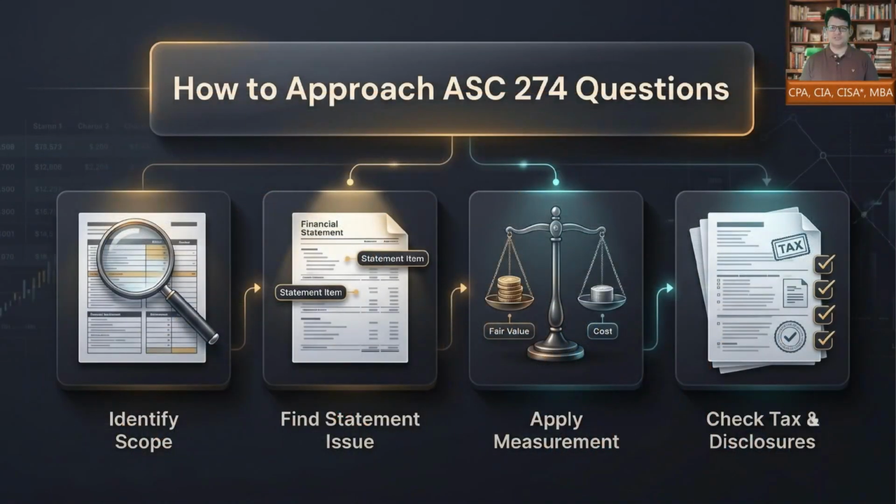Before the questions begin, use this four-step path. First, confirm the scope. Are we dealing with personal financial statements for an individual or related group? Second, identify the statement issue. Is the question asking about the required statement, presentation, or net worth? Third, apply the measurement rule: estimated current value, liability measurement, or valuation evidence. Fourth, check tax effects and disclosures. This path is simple, but it protects you from most ASC 274 errors.